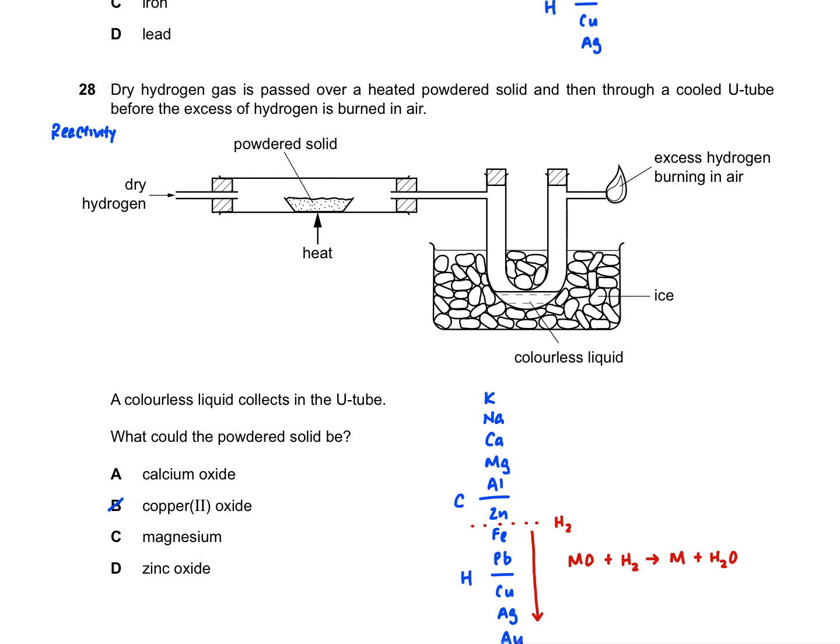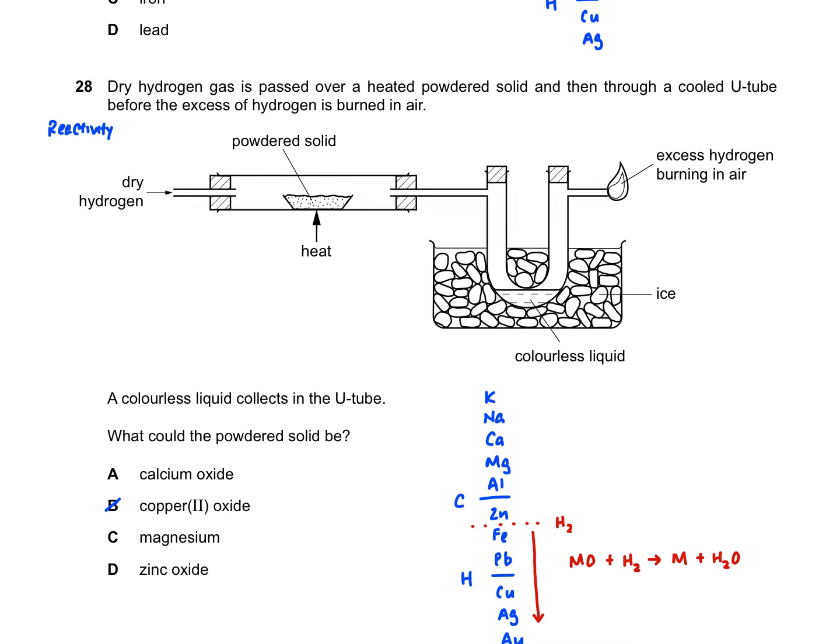Question 28 is also on the reactivity series. Now, should you ever see a setup like this again, it's important for you to know that we are looking at the reduction of metal oxide with hydrogen gas. I repeat again, this is the setup for the reduction of metal oxides with hydrogen gas. So importantly, you need to recall which metal oxides can be reduced by hydrogen gas.